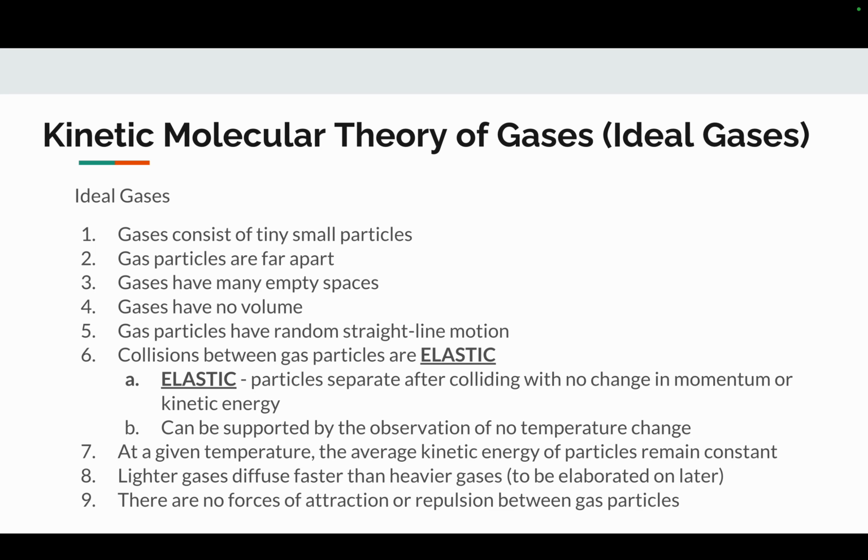A collision can be considered elastic when particles collide and then separate with no change in momentum or kinetic energy. You can see that all around us. If you make an observation about the room you're sitting in right now, the temperature doesn't wildly change all of a sudden, despite the fact that there's so much gas around you, and there's high probability that the particles are for sure colliding with each other. But the temperature of the room does not change, so that means there's no change in kinetic energy and no change in momentum.